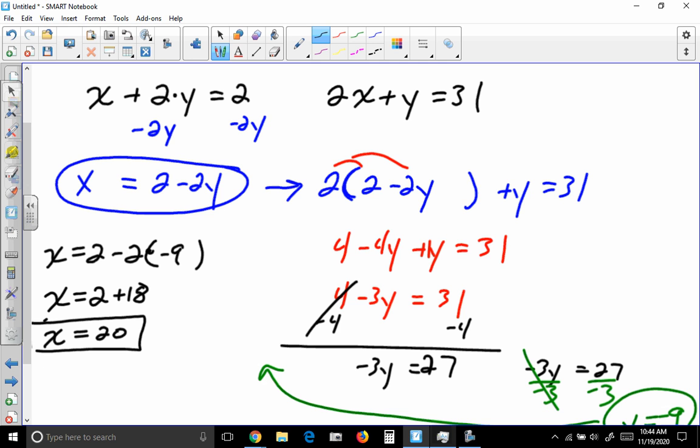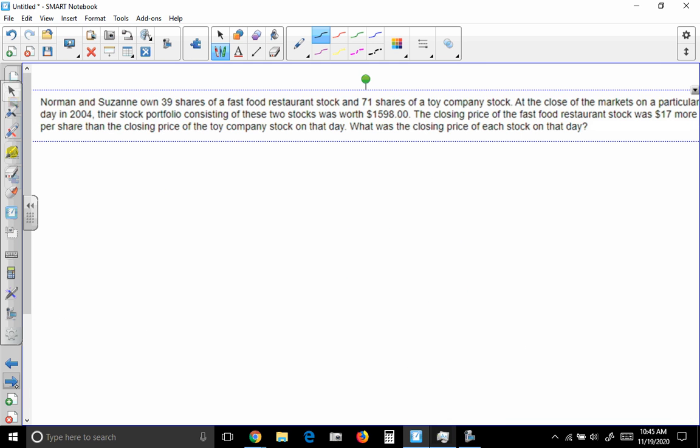One of the biggest parts here is translating our equation into algebraic symbols so that we can use our methods to solve our system of equations. All right, so here's an interesting problem. We have 2 types of stock. We have fast food stock. We have 39 fast food stocks. And we have toy stocks. We have 71 of those.